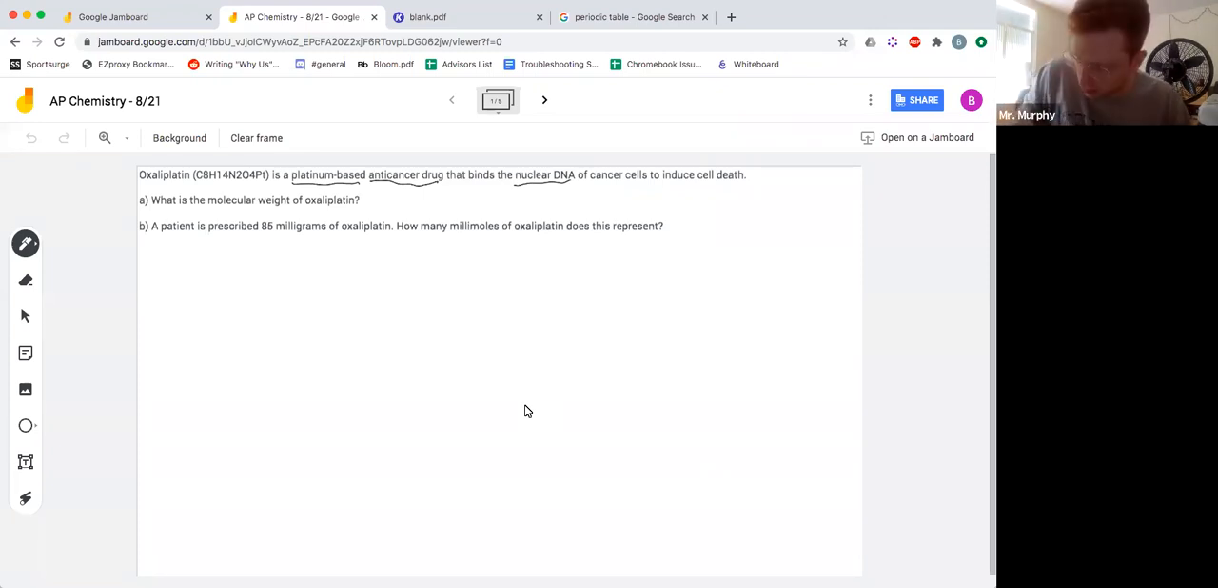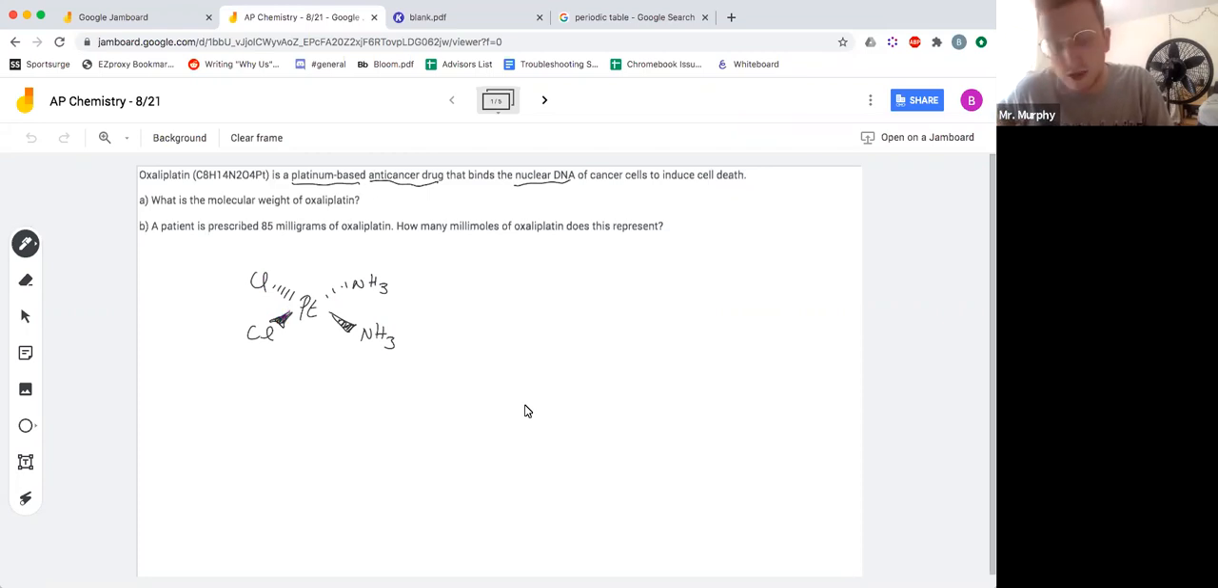Most people get cisplatin, which looks something like this. It's a very cool drug. It has a platinum center with 2 chlorido groups and 2 ammonia groups. When it's in the cell, it undergoes something called a double aquation reaction, where both chlorido groups pop off and are replaced with waters.